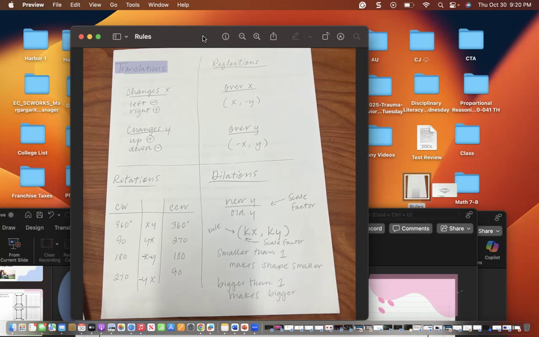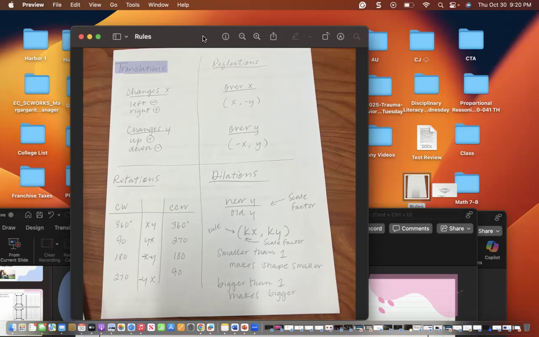So we have taken notes and we wrote this, and our scholars have to write this every day. So we start with translation. The important part is changing x that goes left and right, and if it goes left we're thinking about a number line: minus, going right, plus. If it changes y, that's up and down. We're also thinking about a number line, plus and minus, or negative and positive.